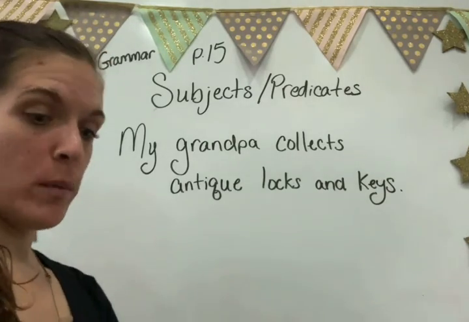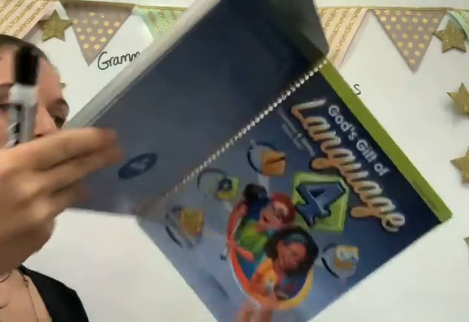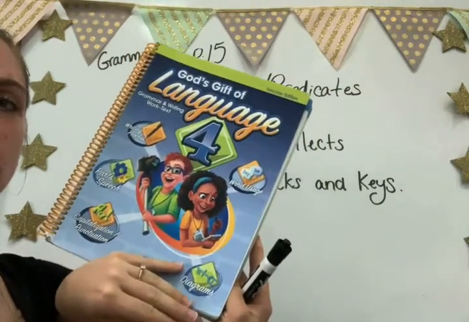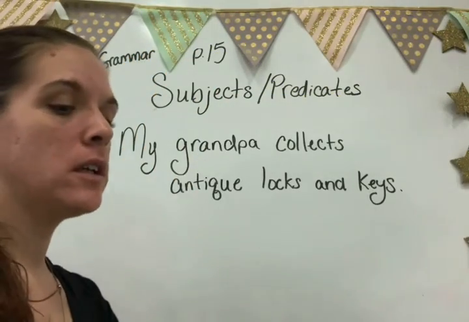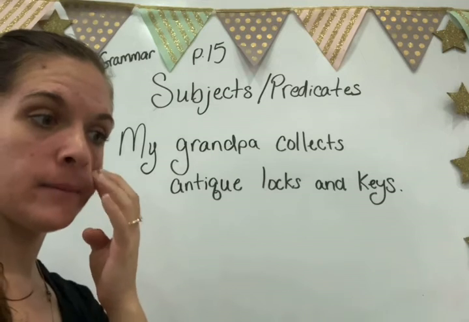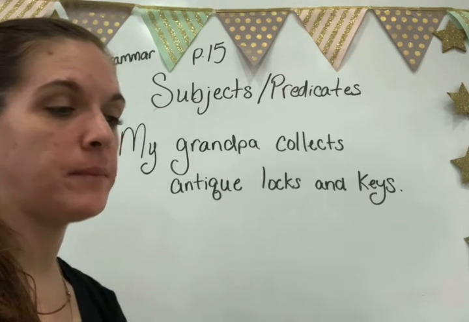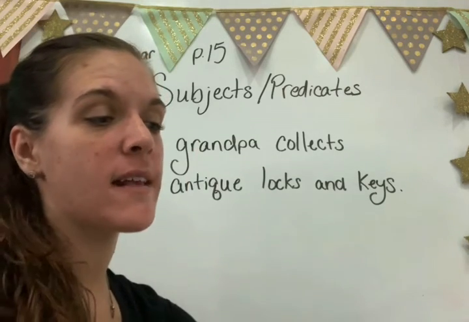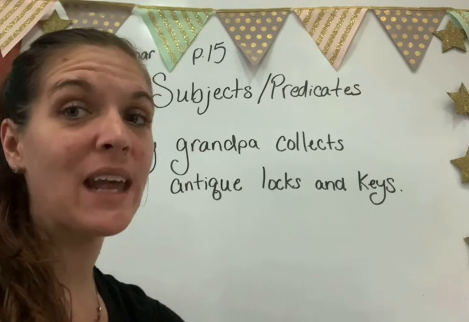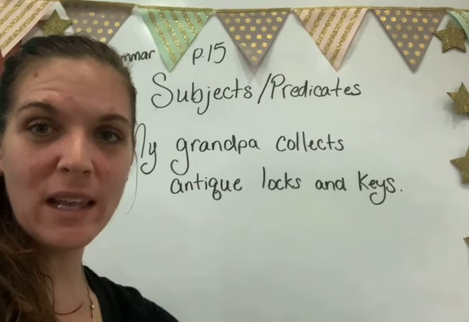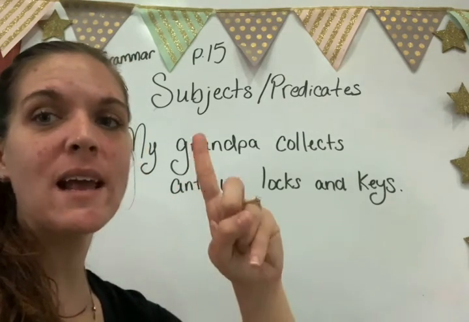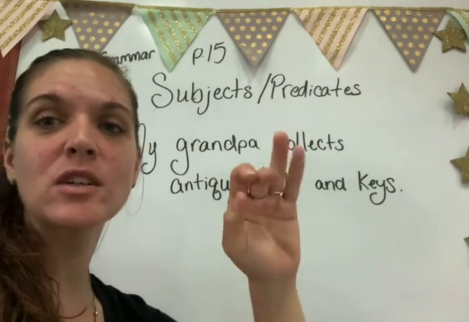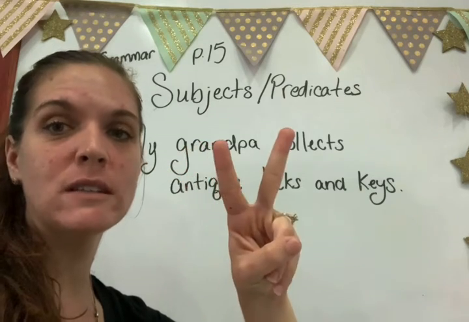Today, make sure, first of all, that you're in your book, your God's Gift of Language book, page 15. Okay, let's look at our green box. This is the girl that tells us how to be an effective communicator, right? Remember that an effective communicator speaks and writes so that people can understand and learn something, okay?